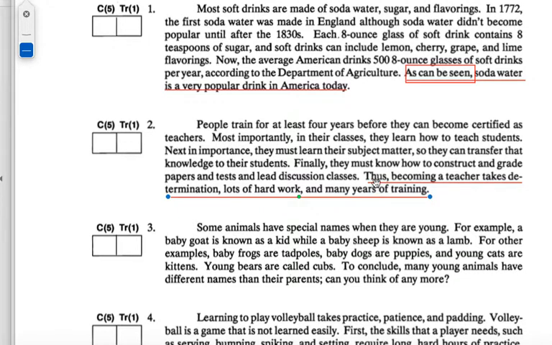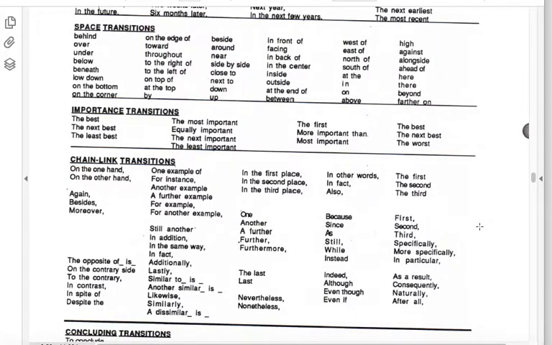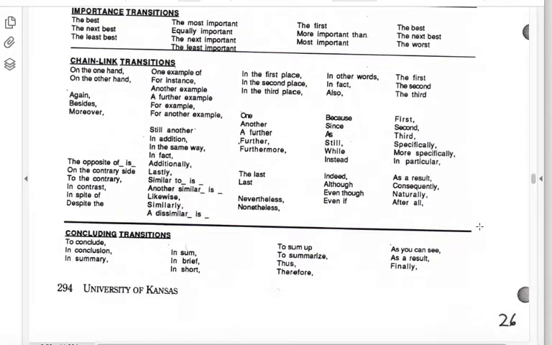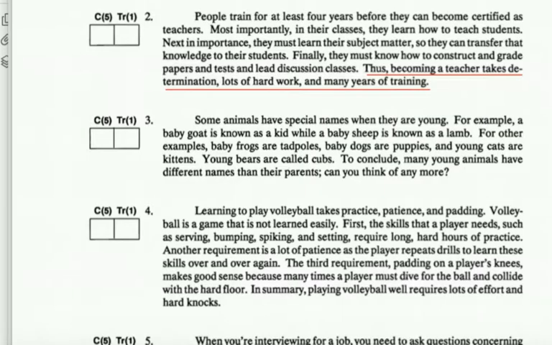So I have the word thus here. Before I circle that, I want to verify to make sure that's correct. So I take a look at my transitions chart, and I go down to the bottom, and I need to find that concluding transition. So here it is, thus. So that means in this paragraph, my concluding transition would be the word thus. So I can go ahead and circle that. Let's take a look at number 3.